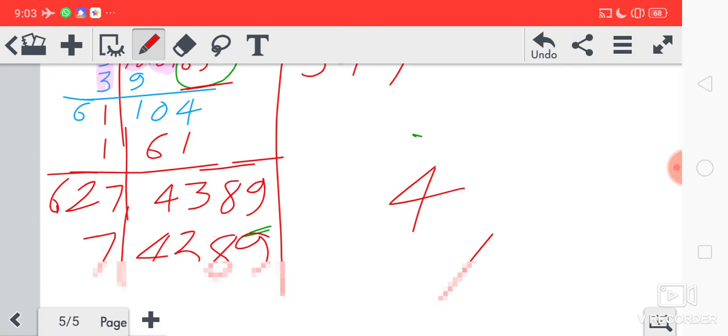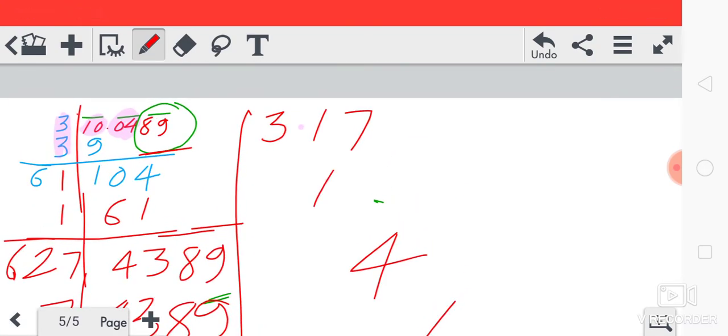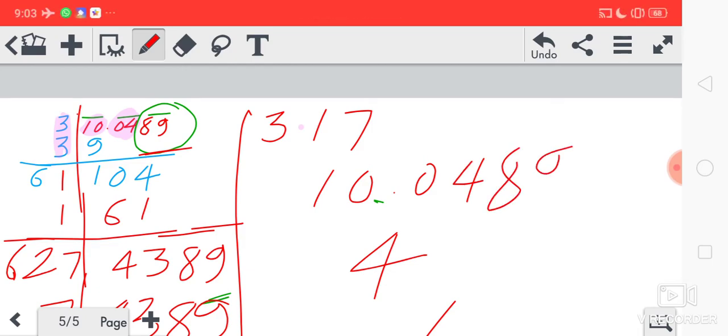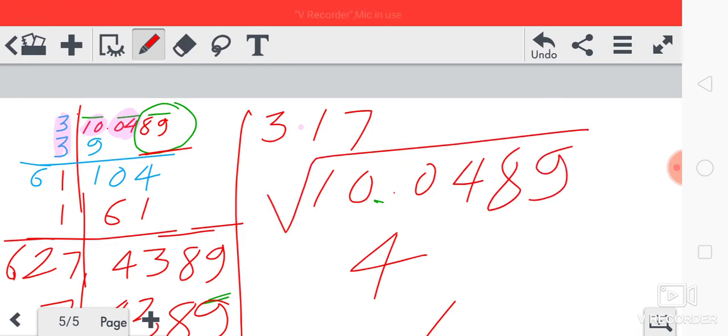So finally what are we getting? Square root of 10.0489, square root of this number, how much are we getting? We are getting 3.17. Okay, so this is your answer.